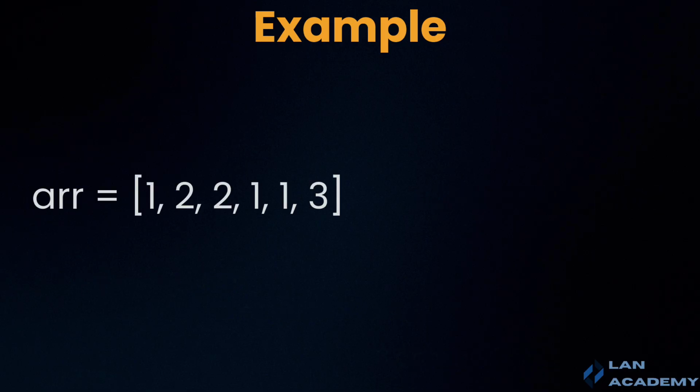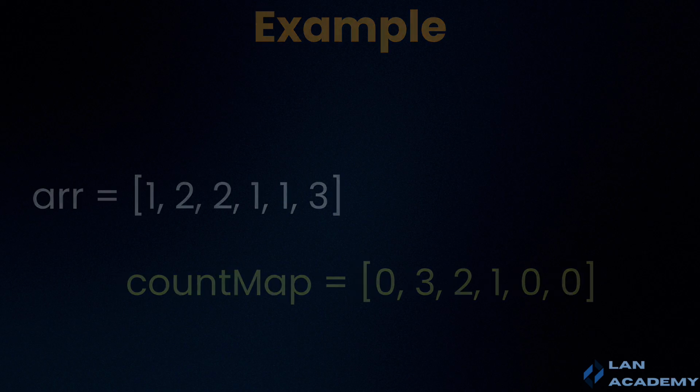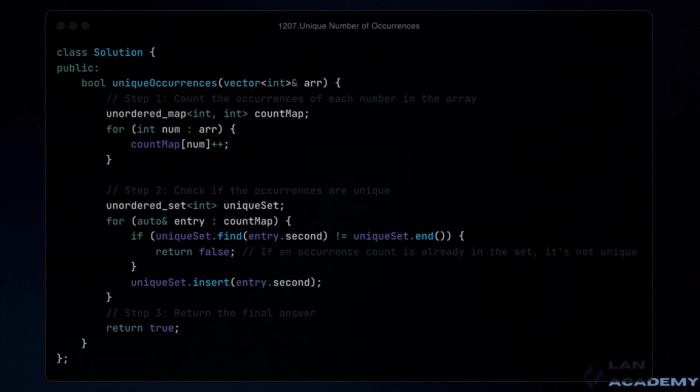To solve this problem efficiently, I decided to use a two-step algorithm. At the beginning, I will count how many times each number appears in the initial array. I will keep these counters in CountMap. I will then check if the number of these occurrences is unique for each value. First, I will count how many times each number appears in the initial array.